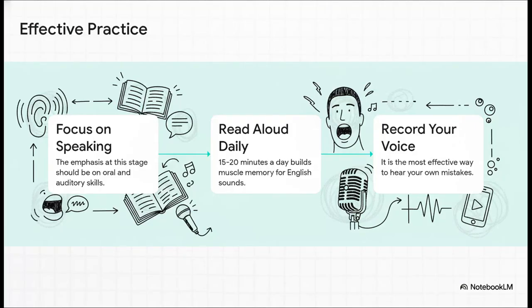First things first. When you start, you should really focus on your ears and your mouth. That means you should focus on listening and speaking. Don't worry so much about complicated grammar rules or writing perfect sentences. Just listen and speak. Second, try to read out loud every day, even just for 15 minutes. This helps your mouth make the new English sounds. It's kind of like exercise for your mouth. And third, record your own voice on your phone. I know, it might feel strange at first, but trust me, it's the best way to hear your own mistakes, and you can hear how much you improve.